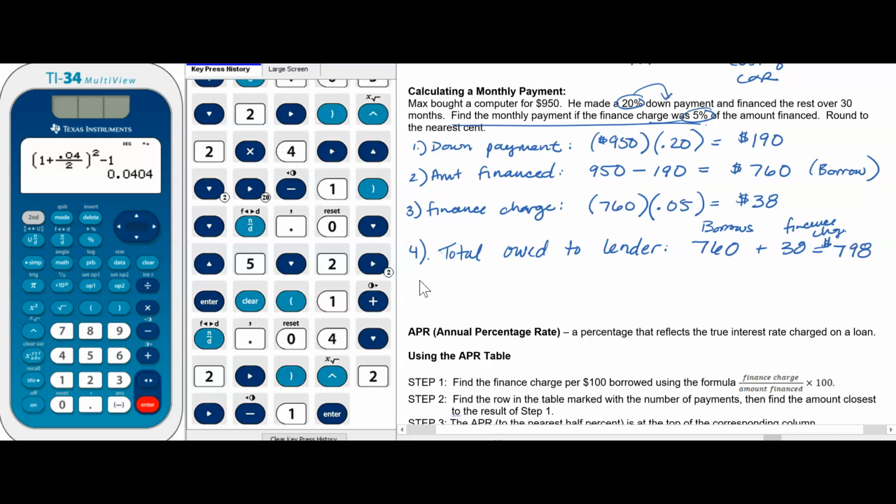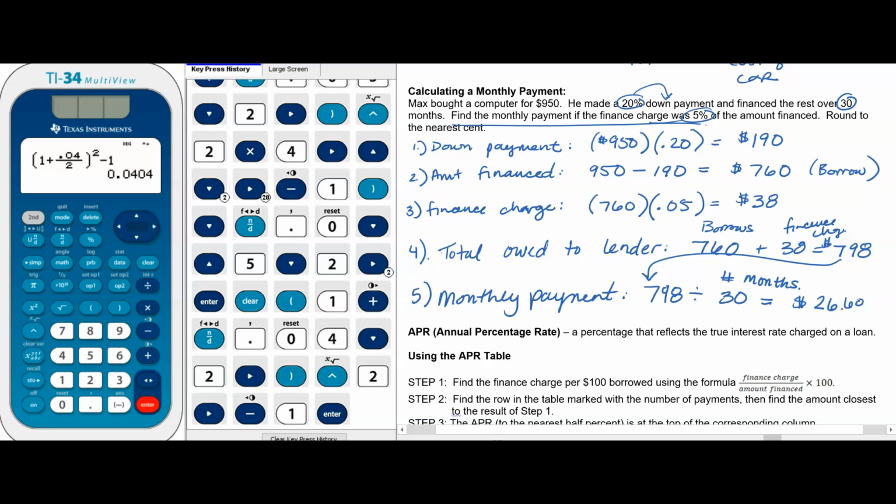Now we can find that monthly payment. So step 5, the monthly payment, is going to be that $798 divided by, so this number just comes down here, the number of months. And it said in the problem 30 months, so we divide by 30 and we end up getting $26.60 per month. And I'm sure we all know that the monthly payment always looks better than the original price.